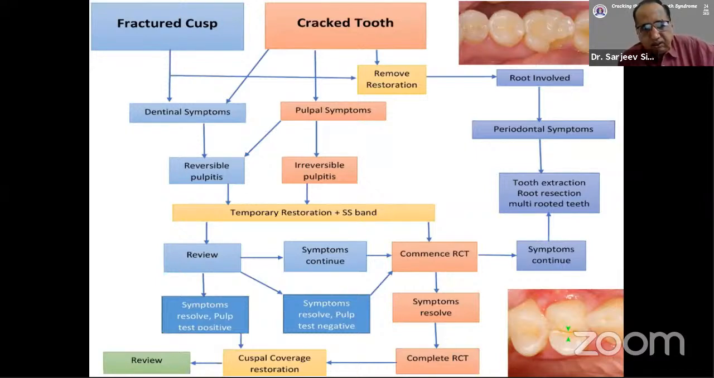In a case of dentinal symptoms, review the patient. If the symptoms continue, commence the root canal. If the symptoms are not there, if the symptoms resolve by doing a temporary restoration or doing a bonded restoration, then you can keep it in review and give a cuspal coverage. In the case of irreversible pulpitis, if symptoms continue, commence the root canal, and symptoms will resolve. After completion of the root canal, you must always remember that the cause of the fracture has to be eliminated. Cuspal coverage has to be done.